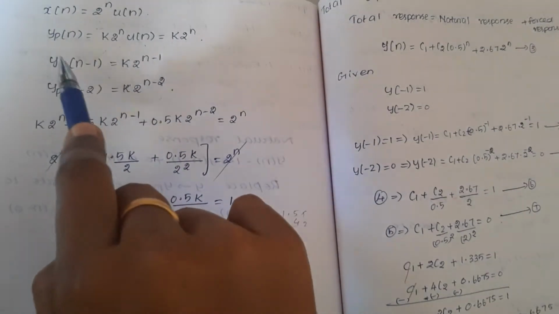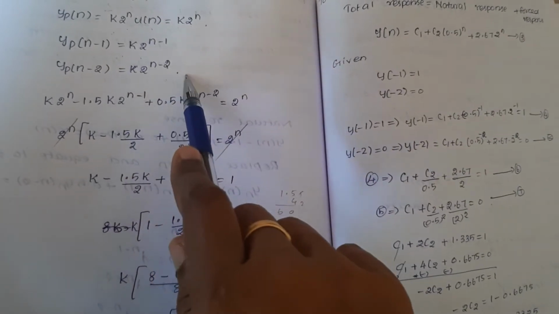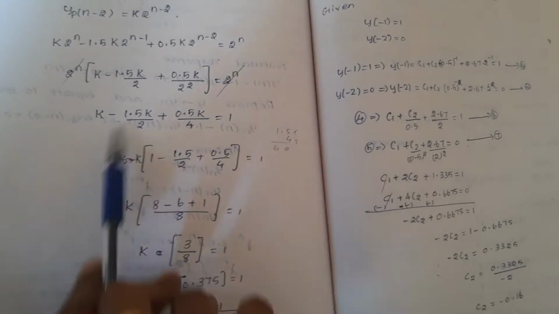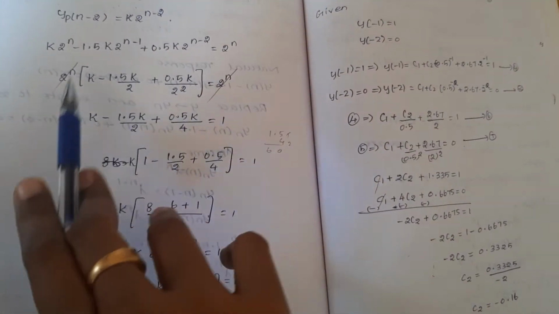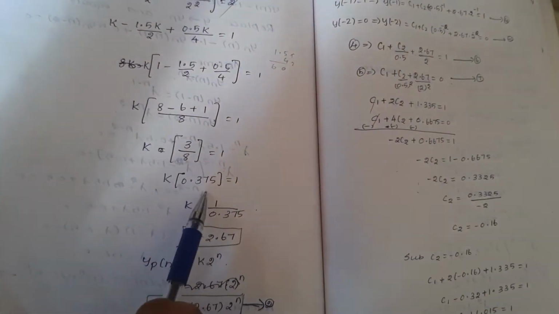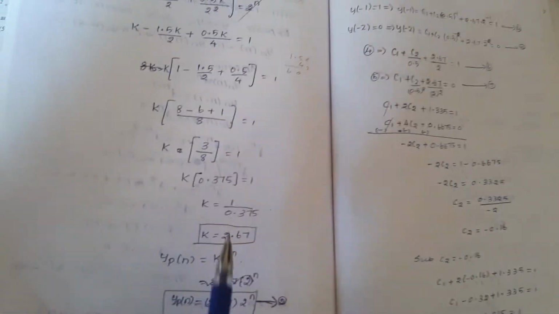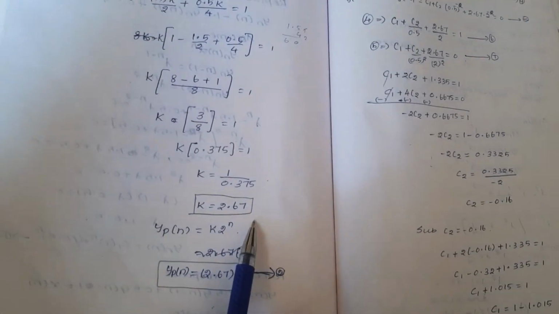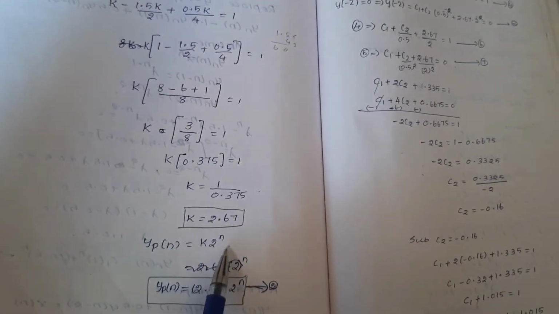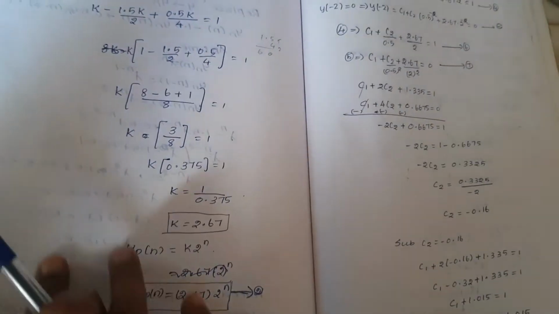So the particular solution for n minus 1 is k into 2 power n minus 1. For n minus 2 it is k into 2 power n minus 2. So substitute all the values in the given equation. And now take 2 power n common from these terms, so cancel the value. From this you can find the value of k. Simplify this, take the LCM and find the value of k. You got 2.67. So now the particular solution is k into 2 power n. So we have found the value of k. Substitute the value, that is 2.67 into 2 power n.